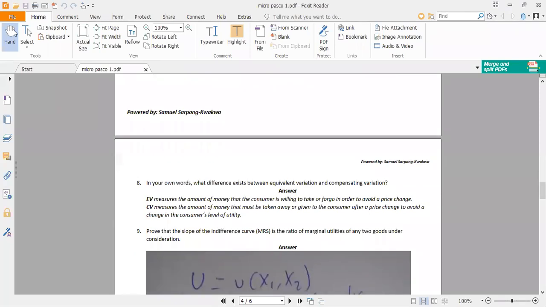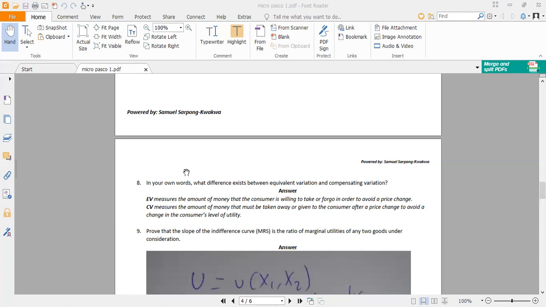Question 8. In your own words, what difference exists between equivalent variation and compensating variation? So you see that this question is saying in your own words. So don't use anyone else's words, just your own, how you understand it. If I remember, when we were talking about this, for some of the groups, we didn't even do this, but basically, equivalent variation measures the amount of money that a consumer is willing to take or forgo in order to avoid a price change.